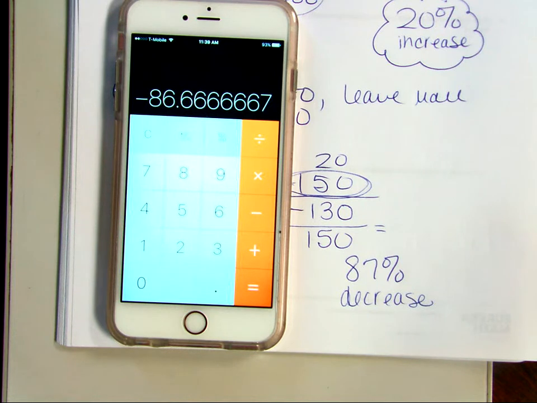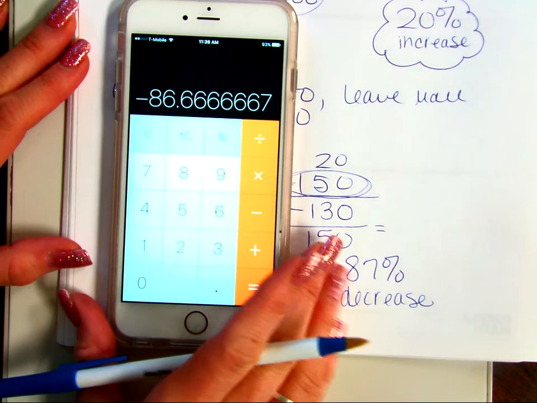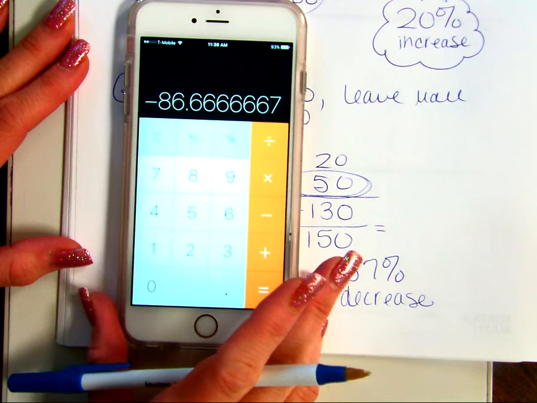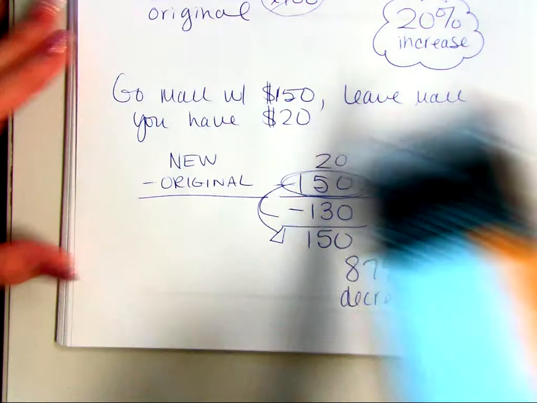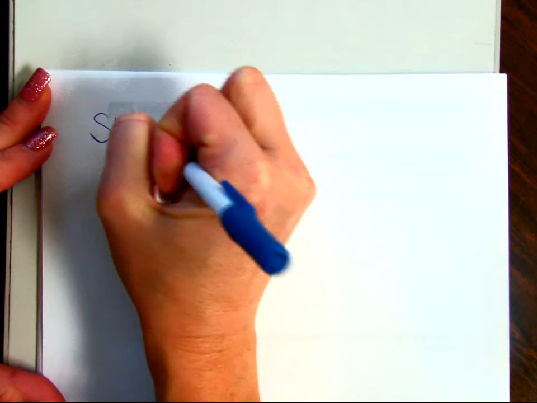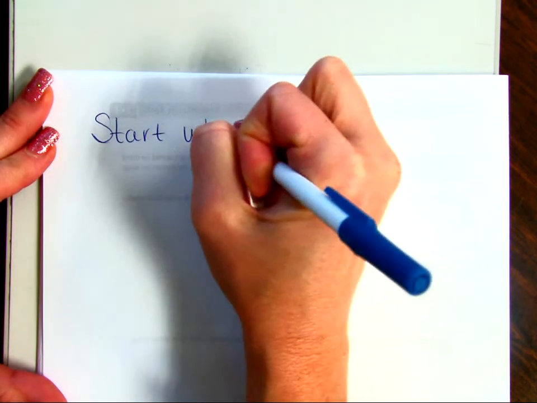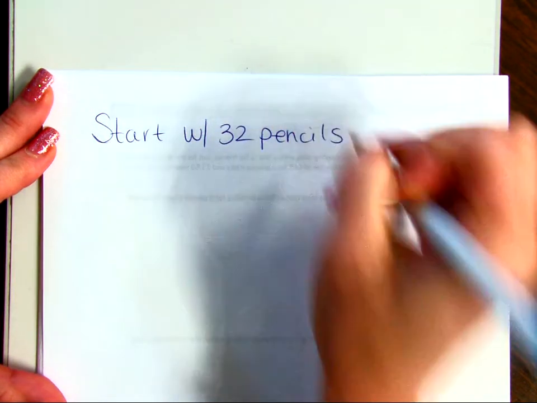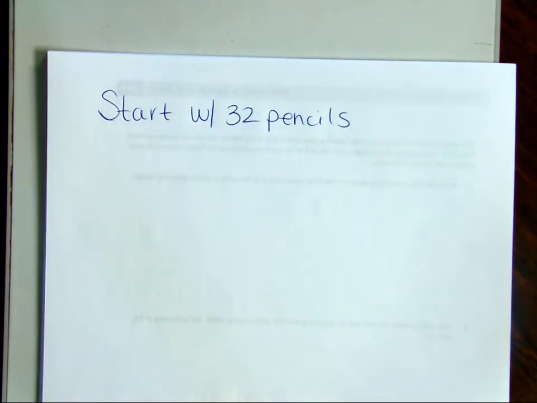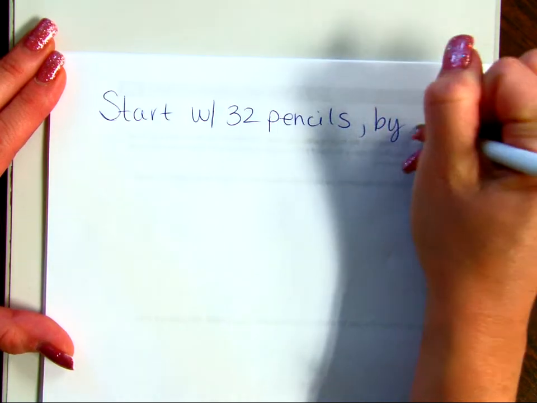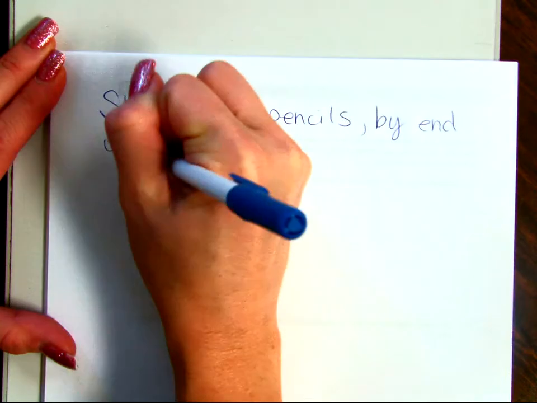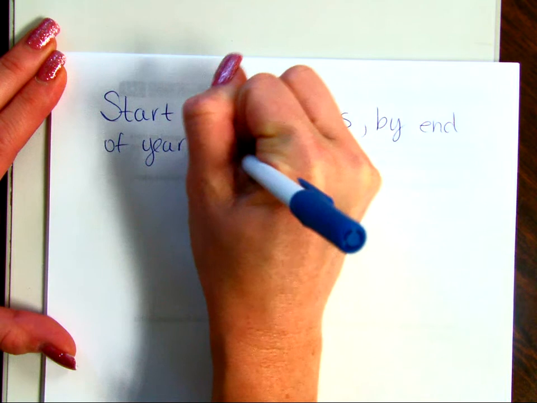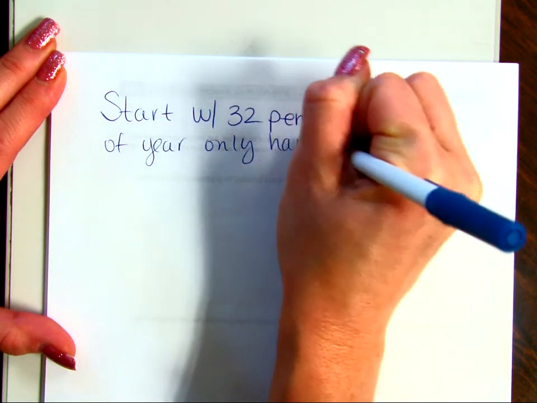So let's say at the beginning of the year, I had 25 pencils. Okay, anybody ever stock up on their pencils to get all their stash ready? And usually what happens by the end of the year? Most of them are gone. You might have one or two. So I started with, let's say, 32 pencils. Okay? By the end of the year, I only have 8.